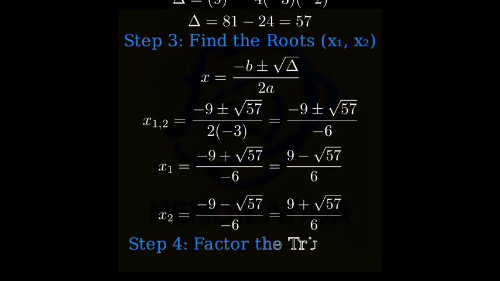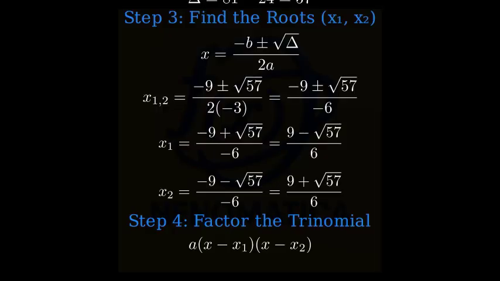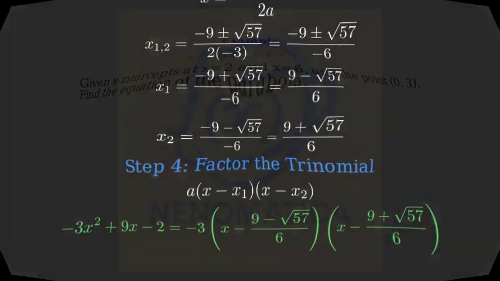Step 4. Factor the trinomial using the roots. The factored form is a times parenthesis x minus x1 close parenthesis times parenthesis x minus x2 close parenthesis. Therefore, negative 3x squared plus 9x minus 2 equals negative 3 times left parenthesis x minus fraction 9 minus square root of 57 over 6 right parenthesis times left parenthesis x minus fraction 9 plus square root of 57 over 6 right parenthesis.